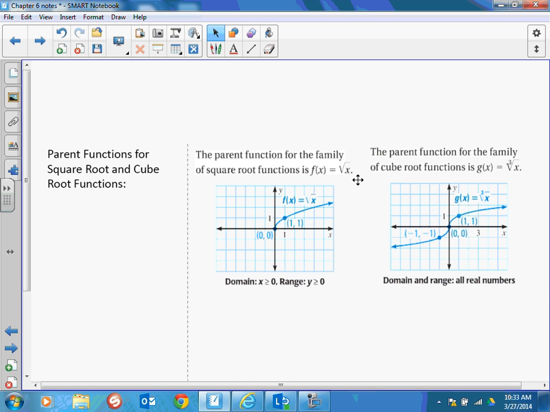Okay. The parent function for the family of cube root functions is the cube root of x. They have some dots here, like the cube root of 0 is 0, the cube root of 1 is 1, the cube root of -1 is -1. And the domain and range is all real numbers for cube root, because you can take the cube root of a positive or a negative number. It doesn't matter. But you can't take the square root of a negative number, and that's why it has constraints and restrictions.